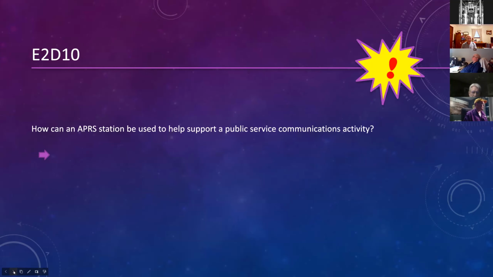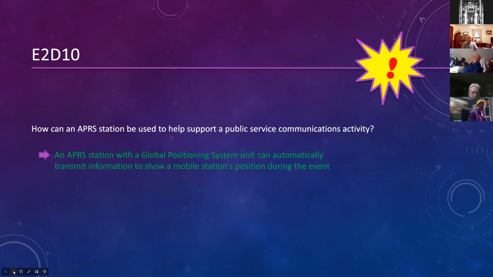How can an APRS station be used to help support a public service communications activity? An APRS station with a global positioning system unit can automatically transmit information to show a mobile station's position during the event. Now, why do I have the big exclamation point up at the top?